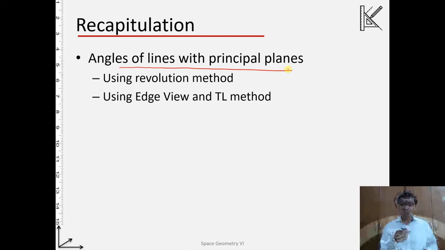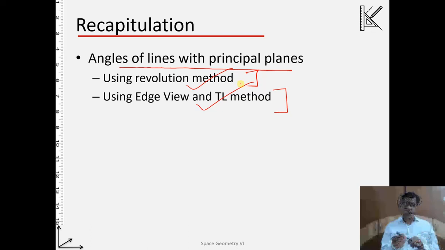If there was a line and we wanted to determine the angle of this line with the horizontal plane, with the frontal plane, with the profile plane, we used two methods there. In one case the method of revolution, and the other the edge view and true length method. So basically in both methods, we are trying to make the true length of this line, maybe on an auxiliary plane or maybe by revolution on one of those principal planes only.